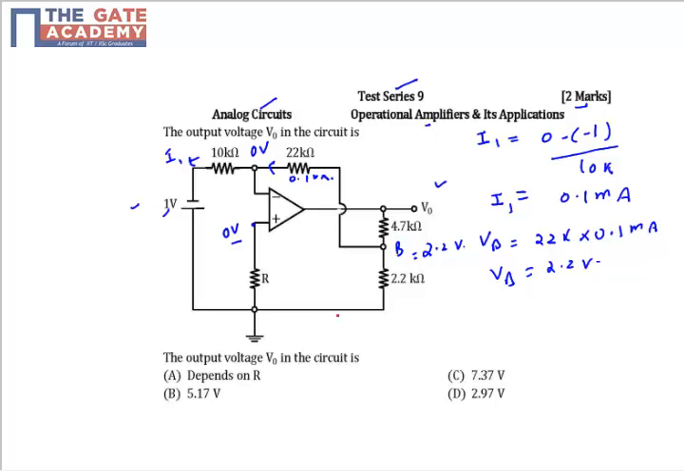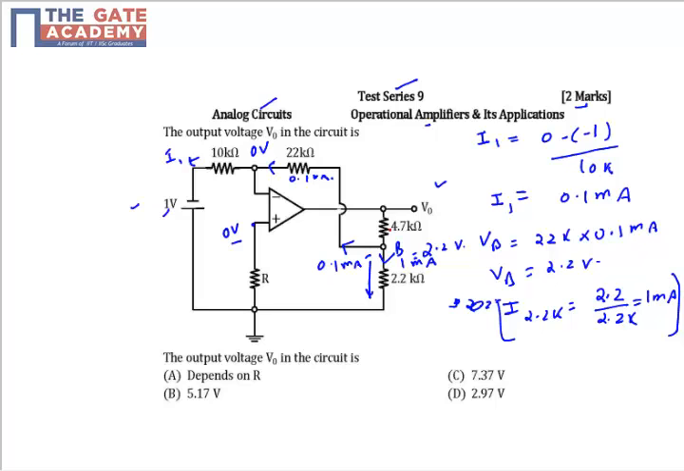So VB is the voltage between node B and ground, and 2.2 volt is the voltage. So what is the current across the 2.2 kilo ohm? The current across the 2.2 kilo ohm resistor will be 2.2 upon 2.2, which is 1 milliampere. So the current across this 2.2 kilo ohm is 1 milliampere, right?